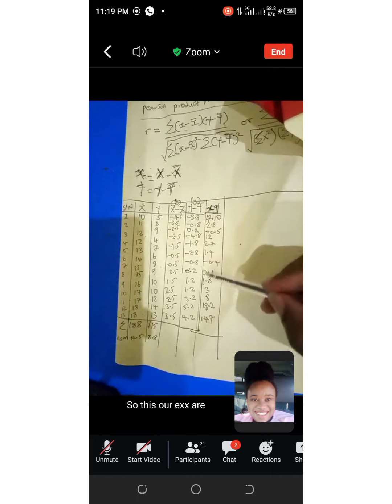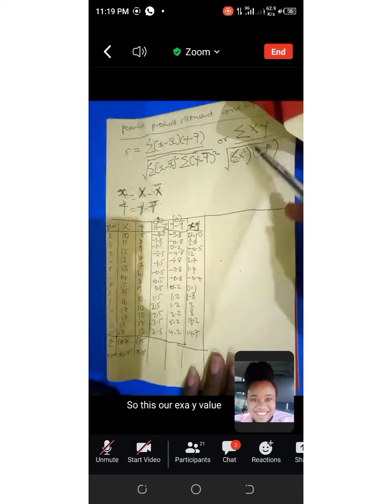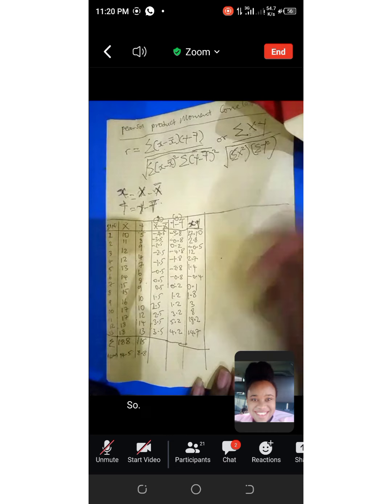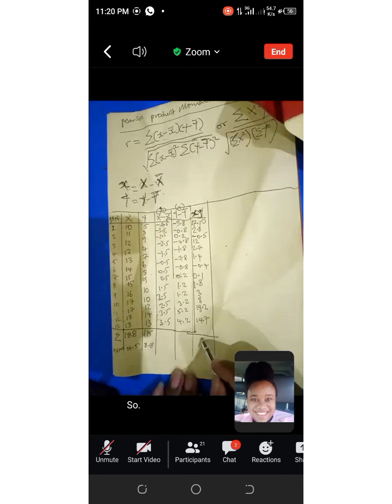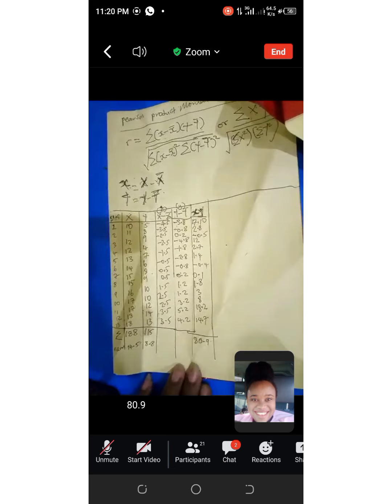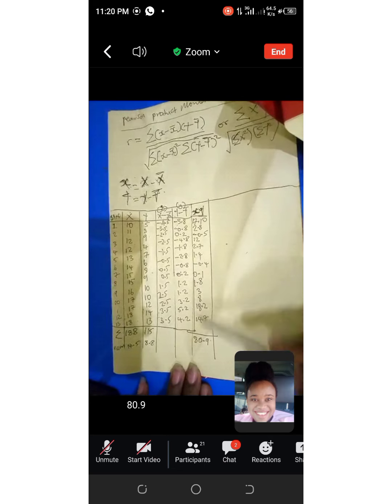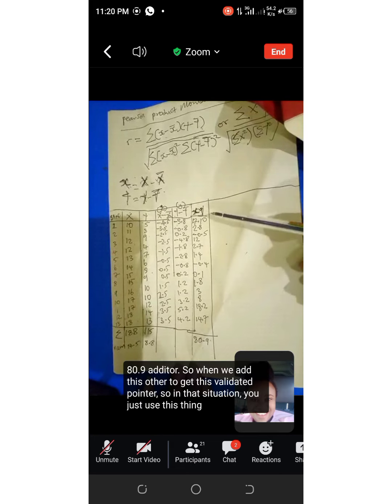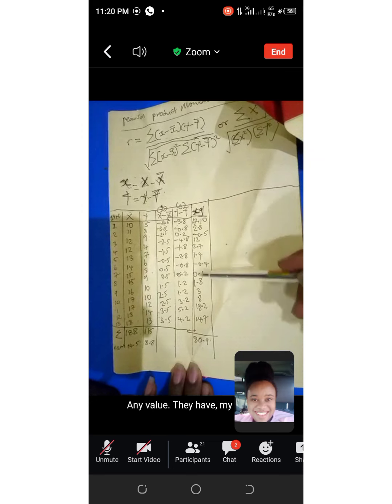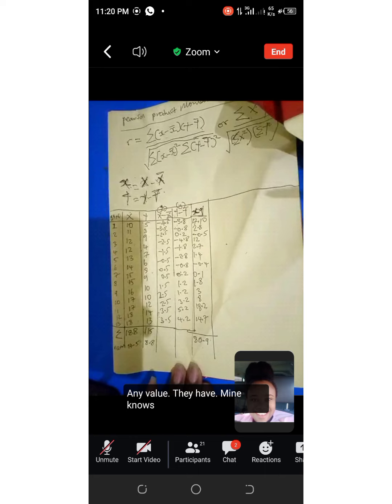And when we add it up, we can add it up here, summation. When we add this all up, we'll get this value 80.9. In that situation, you just use a scientific calculator. You can just put everything in at once. Any value that has a minus, you put it in like that with a minus, and you still get your answer.